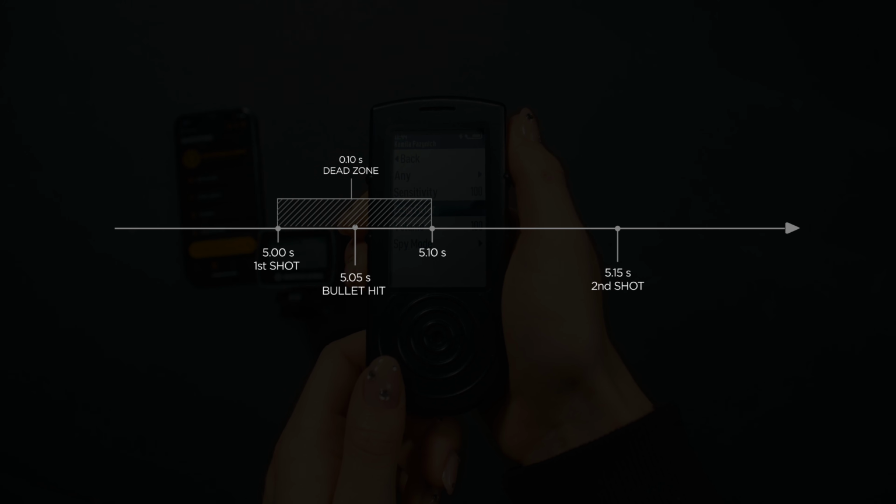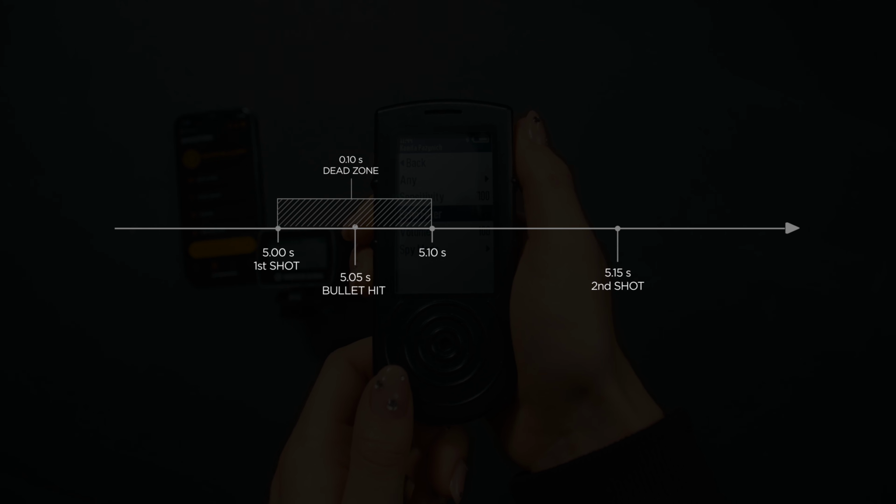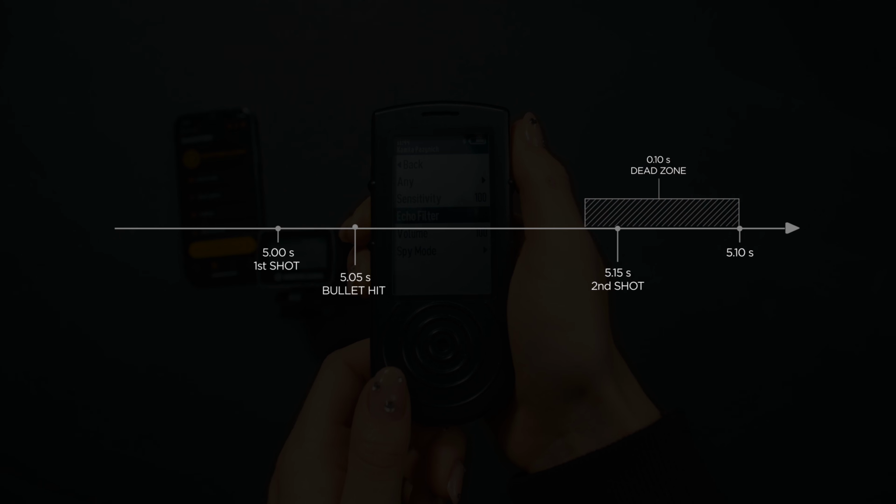Timer will ignore the sound of the bullet hitting the target, since the interval between these sounds, shot and bullet hit, is only 0.05 seconds, which is less than 0.10 echo filter. But it will register the shot at 5.15 and will start counting echo filter interval again.